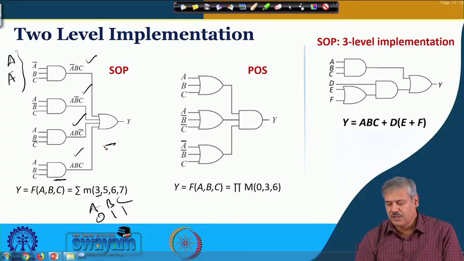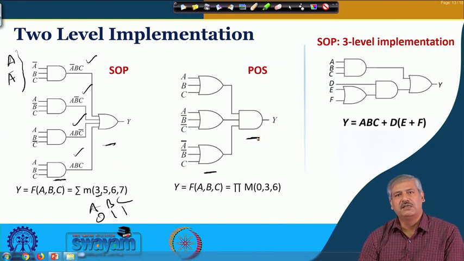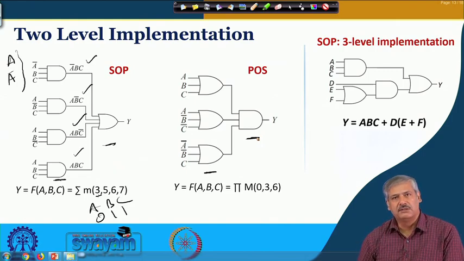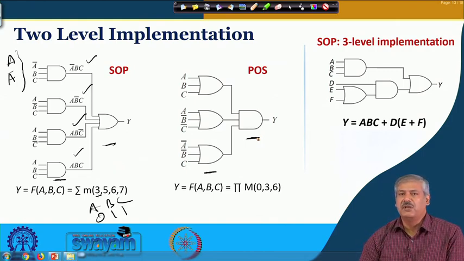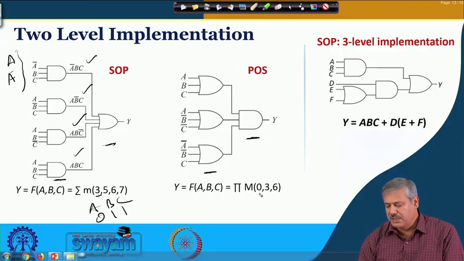For POS it is similar. There will be an OR bank followed by a multi input AND gate, depending on how many OR gates there are. Practical issues, as I have mentioned before, like fan in and fan out need to be considered. If they are violated, we have to take other measures to see that things are in order. So, here it is 0, 3, 6.